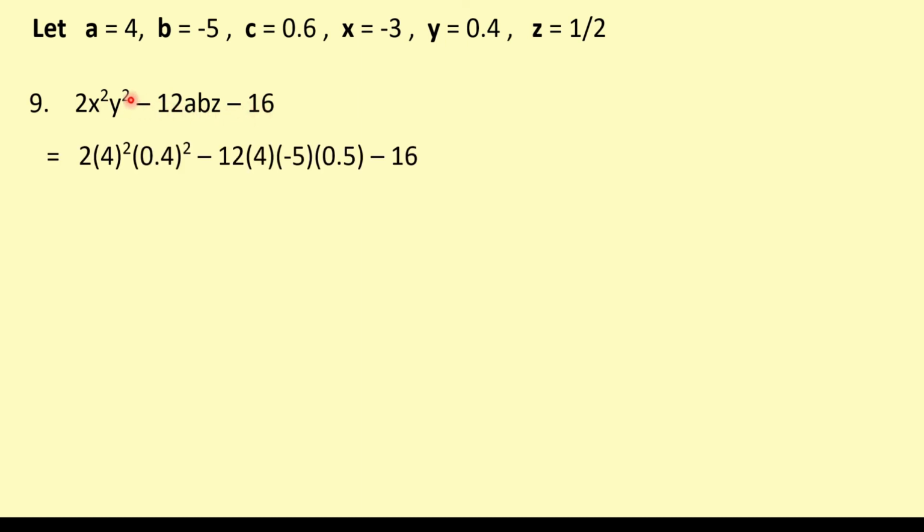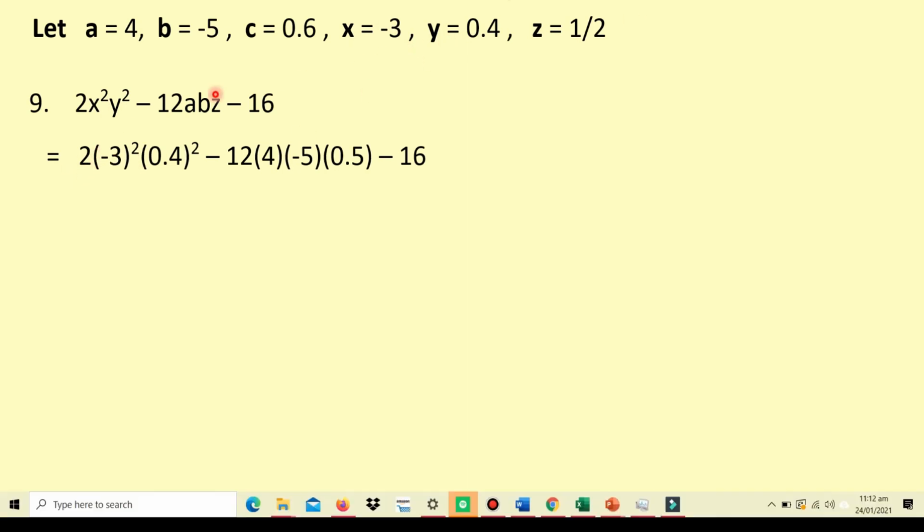And for number 9, 2x squared y squared minus 12 abz minus 16. Yan, substitute lang. X natin is negative 3. Then yung y natin is 0.4. Then a is 4. B is negative 5, z is 1 half or 0.5, then minus 16. And simplify.